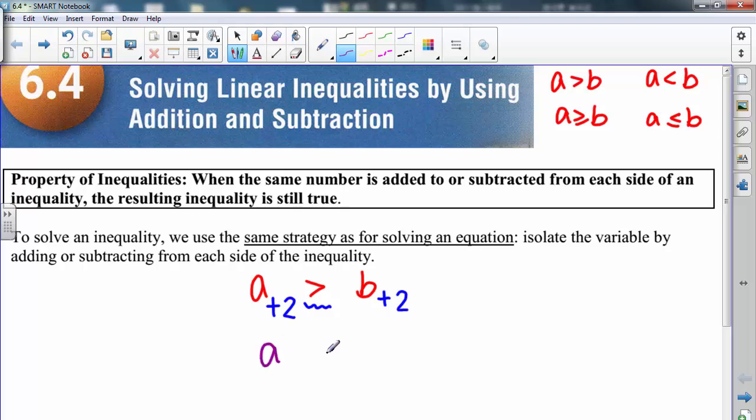If I have A is larger than B, if I subtract 2 from both sides, for example, this inequality will still be true. So to solve an inequality, we use the same strategy as for solving an equation: isolate the variable by adding or subtracting from each side of the inequality.